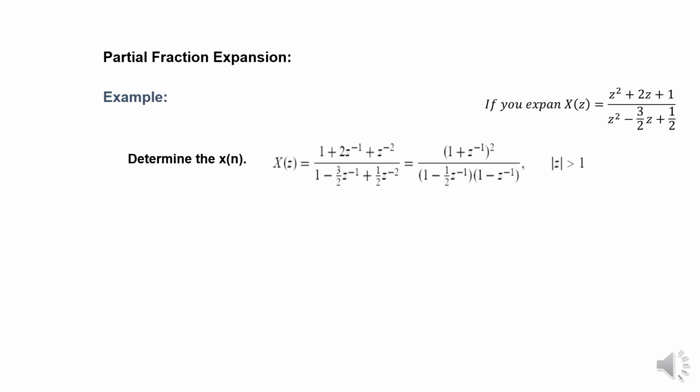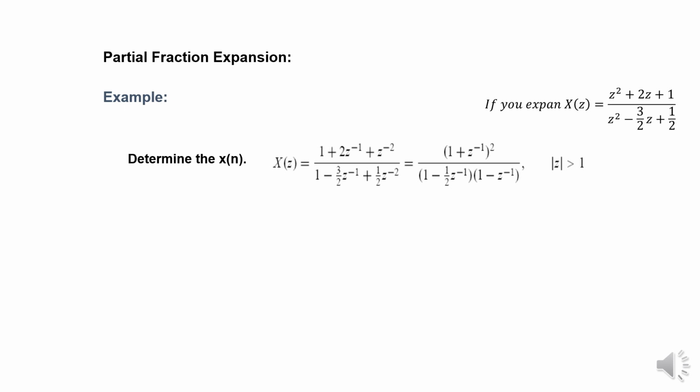But actually the X(z) here is z squared plus 2z plus 1 divided by z squared minus 3 over 2 z plus 1 over 2. Since this is a fraction, we can express the numerator and denominator in different ways, and this is how it has been expressed here. So it's the same X(z) given here.